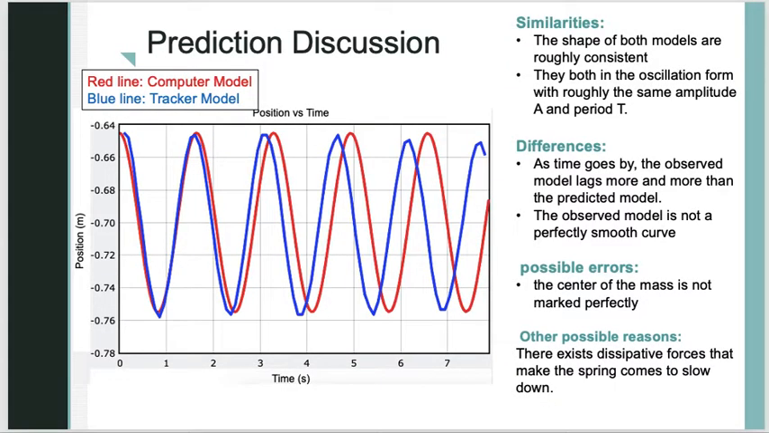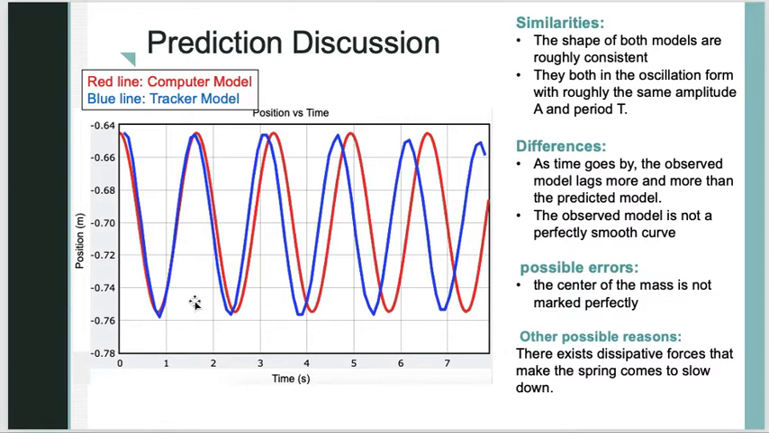As I run this code, this is the result that is generated. The red line here is the computer model, the blue line here is the Tracker model. As you can see, the similarity is that the shapes of both models are roughly consistent. They are both in oscillation form with roughly the same amplitude and period. But there are some differences. First, you can see that as time goes by, the Tracker model lags behind the computer model.